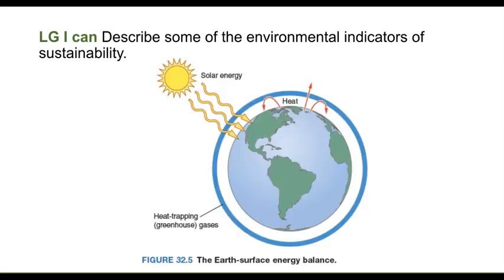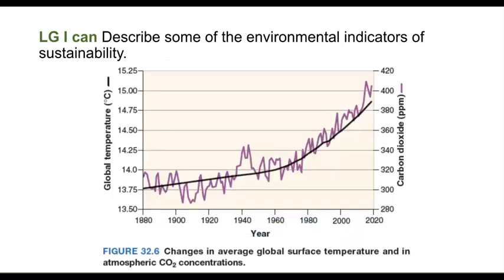And again, climate change is covered in Unit 9. This is just a little preview of the greenhouse effect here. More details to come later. But these are all things we think about when we're figuring out sustainability, and that's why it's covered briefly right now. You can see our average global temperature and atmospheric CO2 concentrations have been rising since the 1800s.